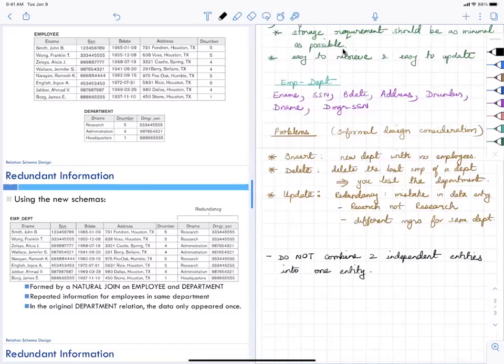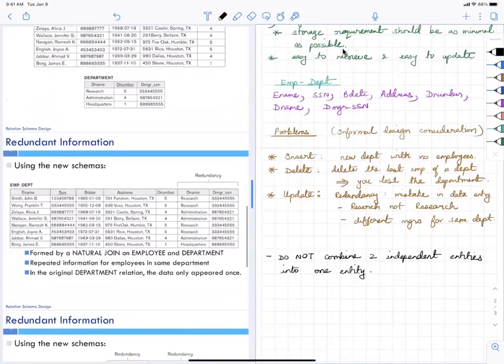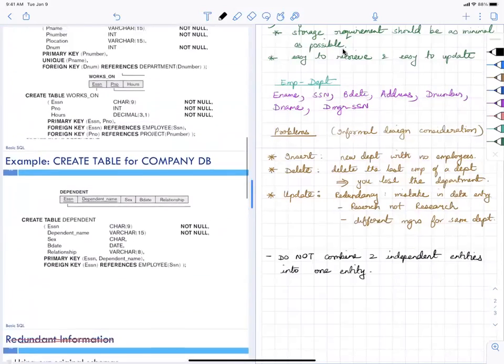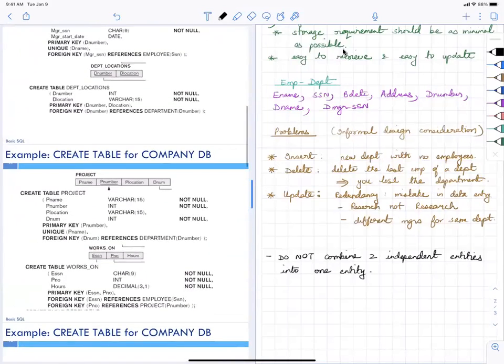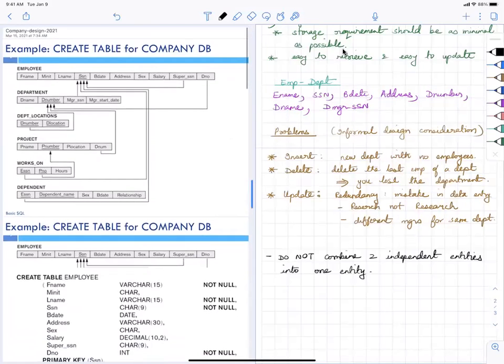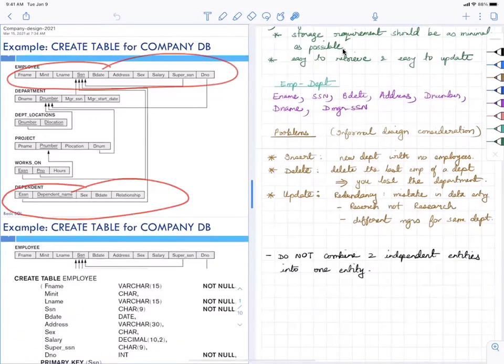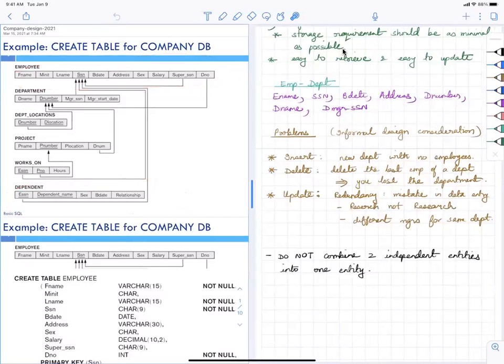So that's the first informal design consideration. Now, another informal design consideration is this. Suppose I decide to combine the employee table and the dependent table. I say, you know what, I don't want to have two different tables. I combine these two tables.